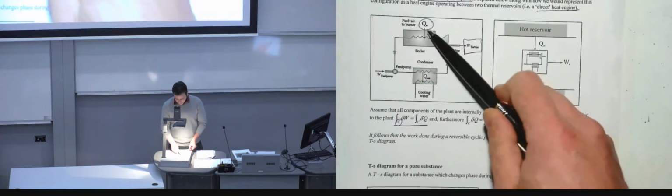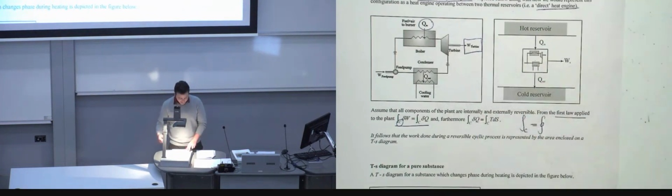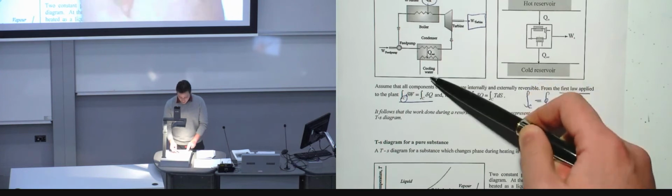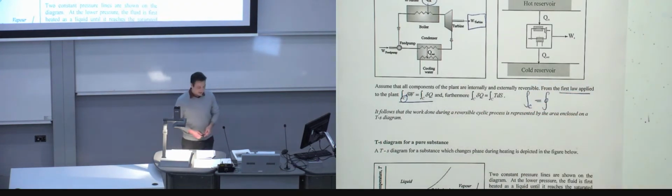So that's the heat which you get from the hot reservoir, which could be the center, the core of the power plant. And this is the heat which you essentially reject to the cold reservoir, which could be a pond, a lake, a river, a sea, etc.